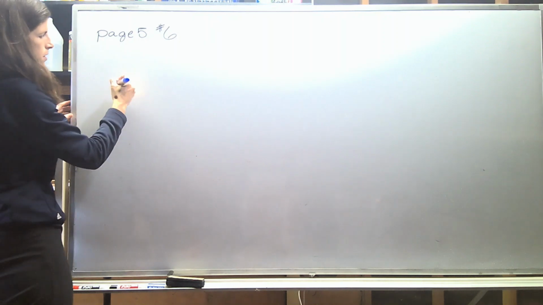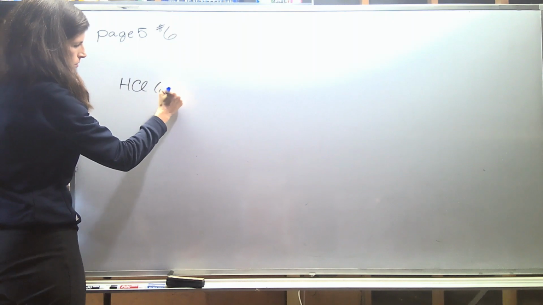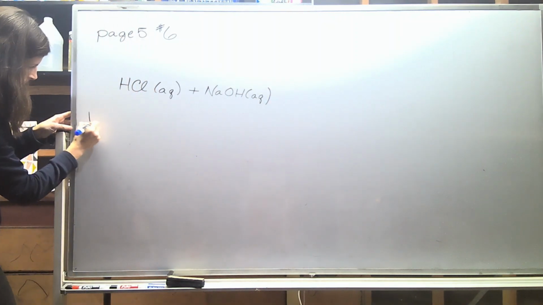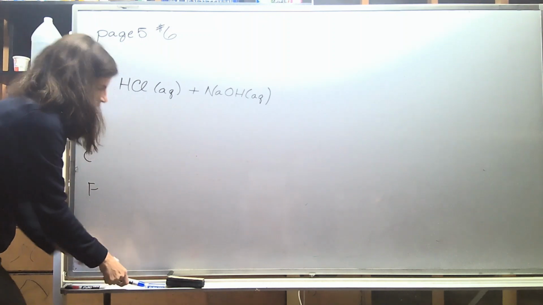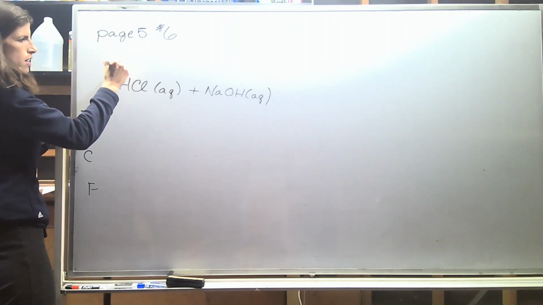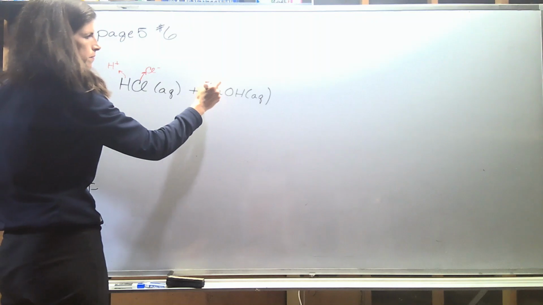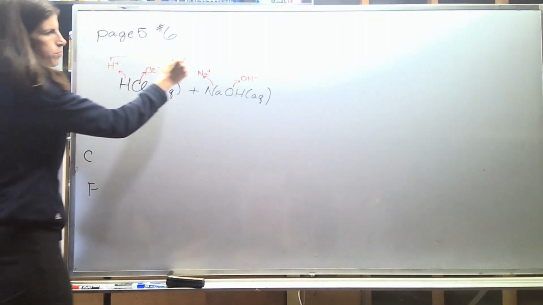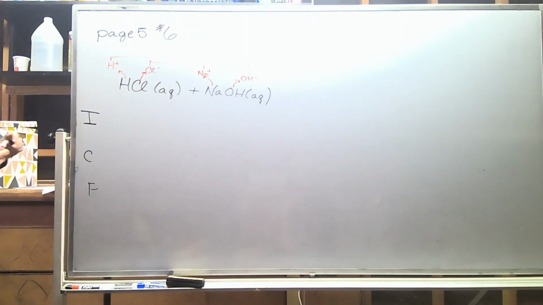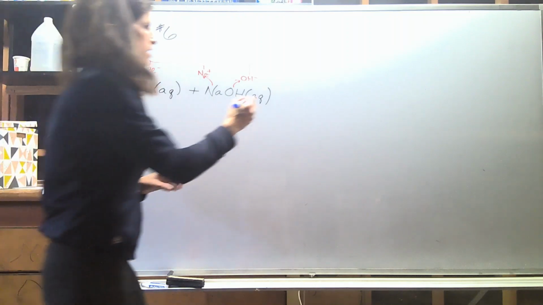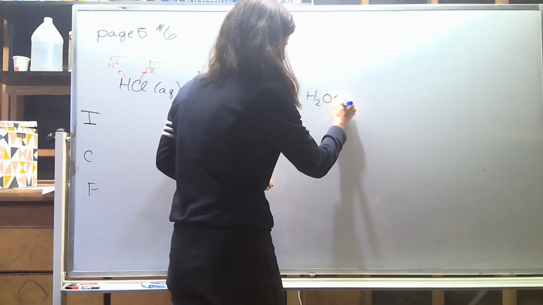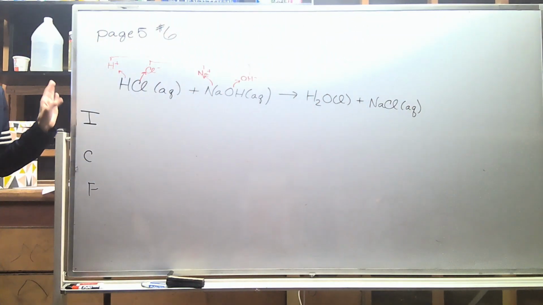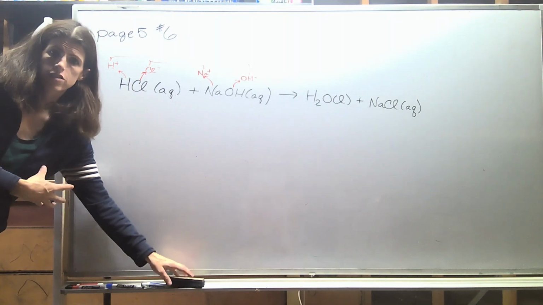In this problem, somebody mixed hydrochloric acid with sodium hydroxide. This is a double displacement reaction. So our first step to figure out the products would be, since this is aqueous, to break it into its ions or dissociate it. So I broke it down, and H plus is going to hook up with OH minus, and Cl minus with Na plus. So on the product side, we get H2O liquid plus sodium chloride, which is aqueous. And it's all 1:1:1:1. So make sure these are balanced too before you proceed.